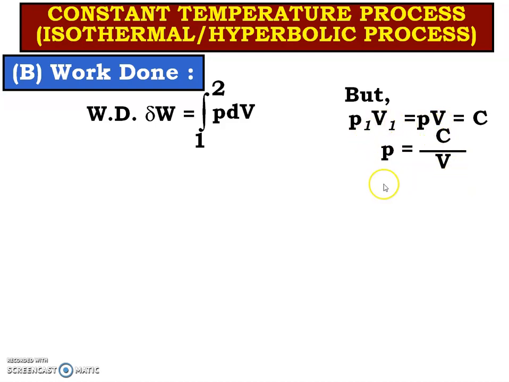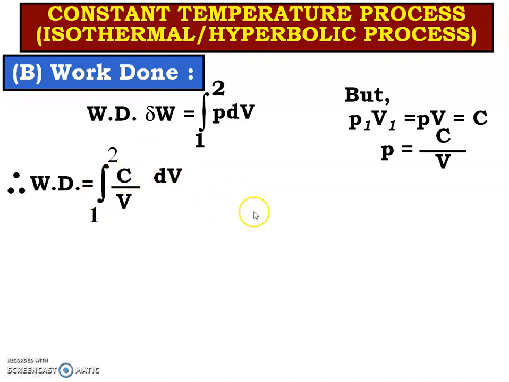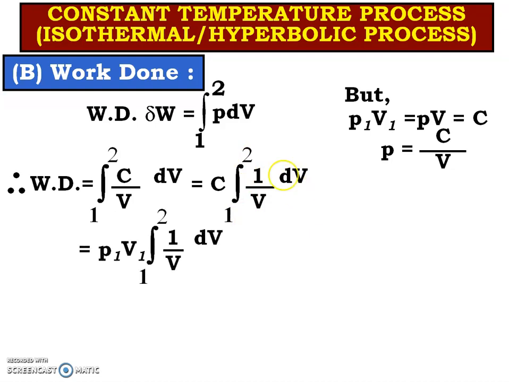Putting this value of P in the work done equation, it will be C divided by V dV. So integration 1 to 2 C divided by V dV. But we know that C is constant, so we can take it out. So C integration 1 upon V dV. What is the integration of 1 upon V? Can anybody tell? Yes, it is ln V. Clear? So we can write C ln V from 1 to 2.